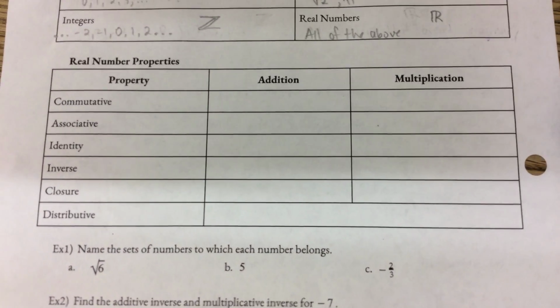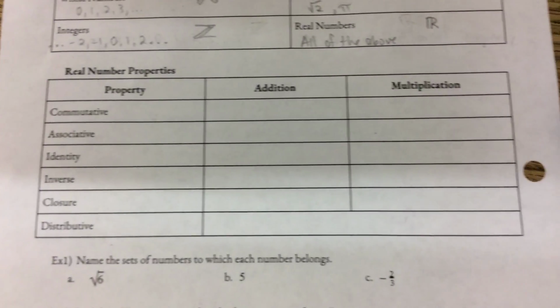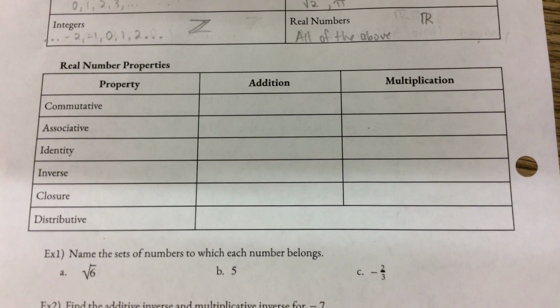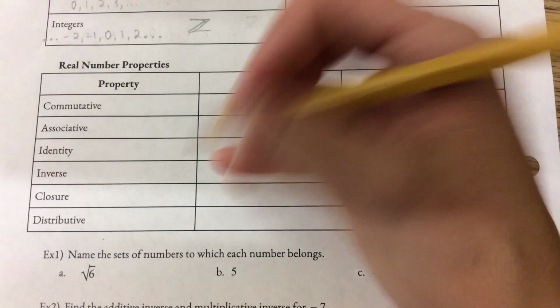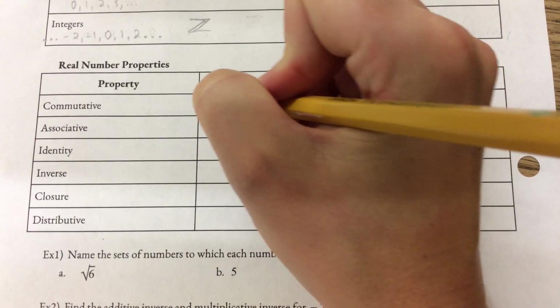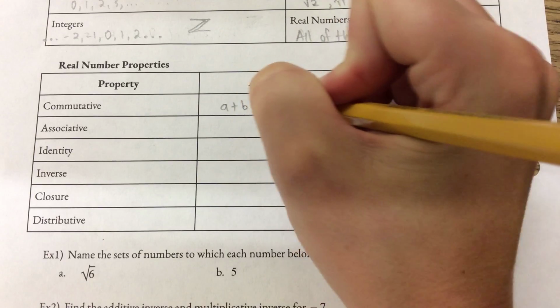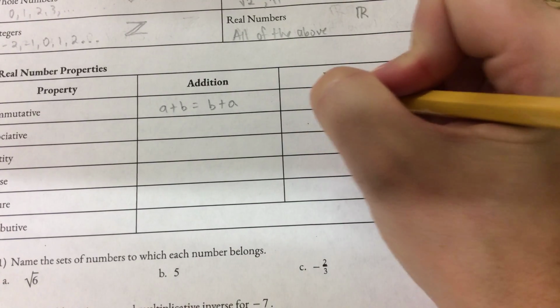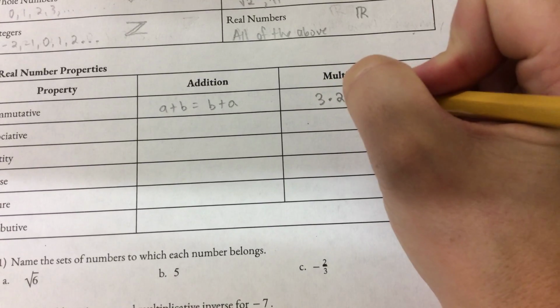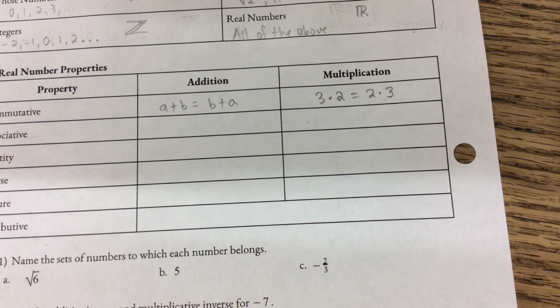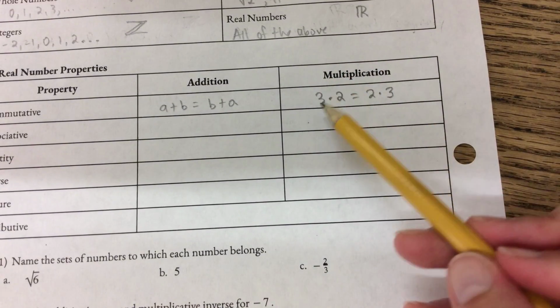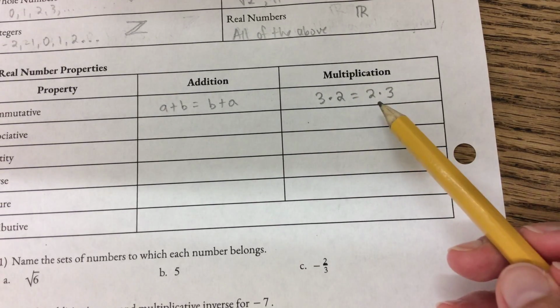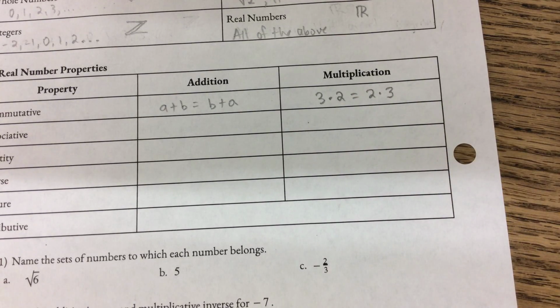Okay, next we have some properties. So we have the commutative property first. The commutative property works for addition and multiplication. So if I put an example in here, A plus B equals B plus A. And if I use actual numbers here, 3 times 2 is the same thing as 2 times 3. It doesn't work with subtraction or division, because if you do 3 minus 2, it's not the same thing as 2 minus 3. Also with division. So these only work for addition and multiplication.